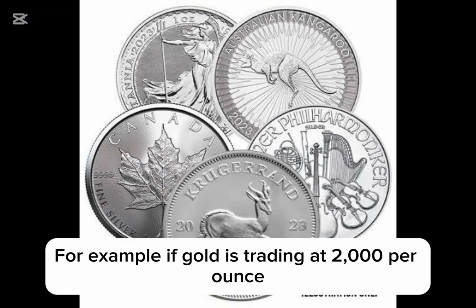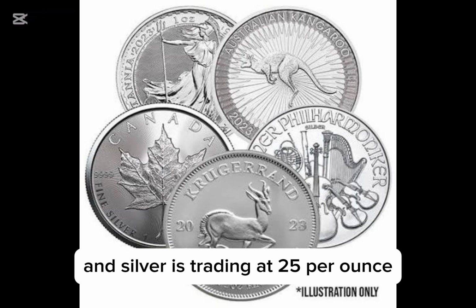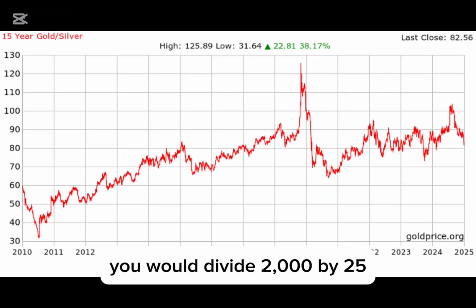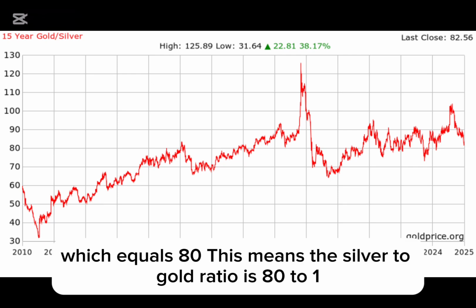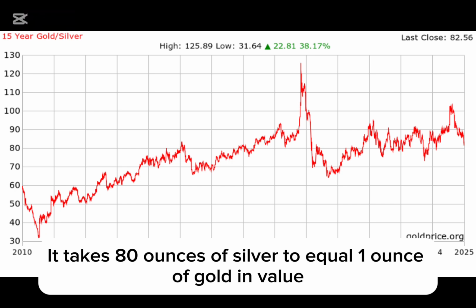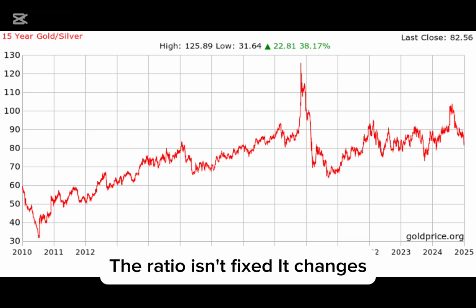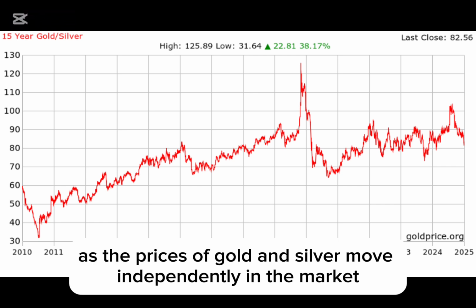For example, if gold is trading at $2,000 per ounce and silver is trading at $25 per ounce, you would divide 2,000 by 25, which equals 80. This means the silver to gold ratio is 80 to 1. It takes 80 ounces of silver to equal 1 ounce of gold in value. The ratio isn't fixed, it changes as the prices of gold and silver move independently in the market.